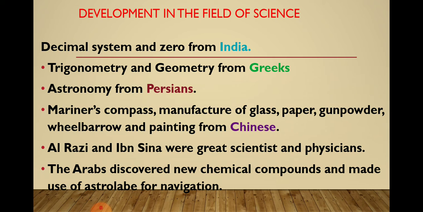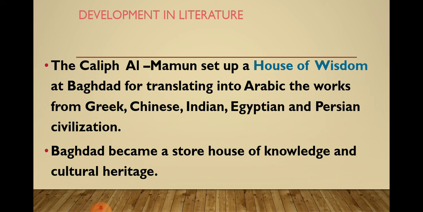So the first four points are very important. They are the decimal system and zero, which they took from India. Trigonometry and geometry from Greek. Astronomy from Persia. Mariner's compass, manufacturing of glass, paper, gunpowder, wheelbarrow, and painting from Chinese. So this is about their field of development in science.